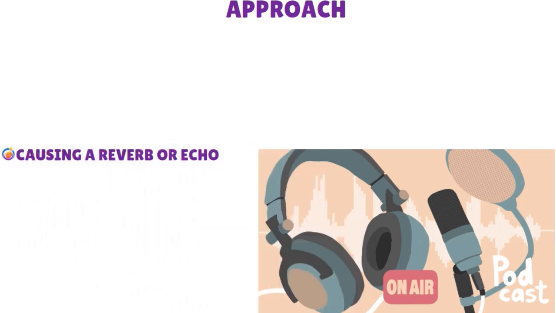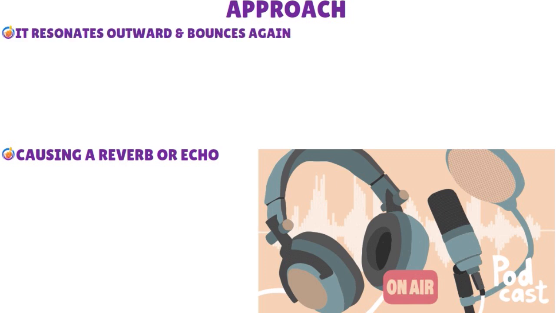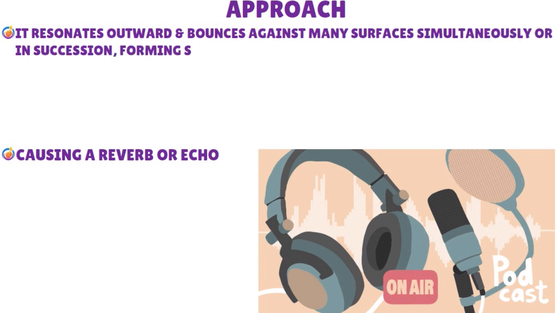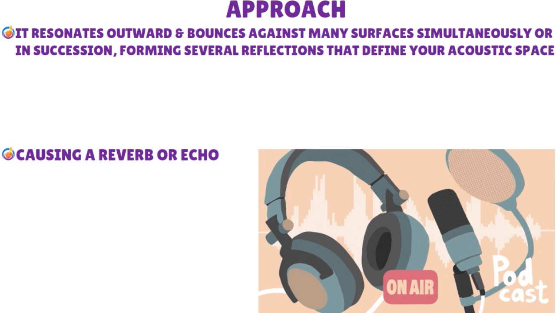But unlike light, sound doesn't travel along a single path. It actually resonates outward and bounces against many surfaces simultaneously or in succession, and this forms several reflections that define your acoustic space. This could be problematic or not problematic depending on how you have set things up. Additionally, the location and size of something reflecting your audio can cause a buildup of certain frequencies.